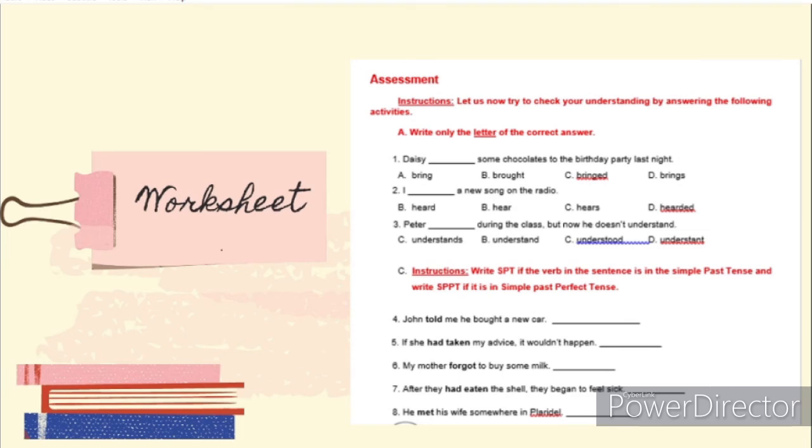For your assessment, write only the letter of the correct answer. And in letter C, write SPT if the verb in the sentence is in the simple past tense, and write SPPT if it is in the past perfect tense. The verbs are the words that are in bold in the sentences.